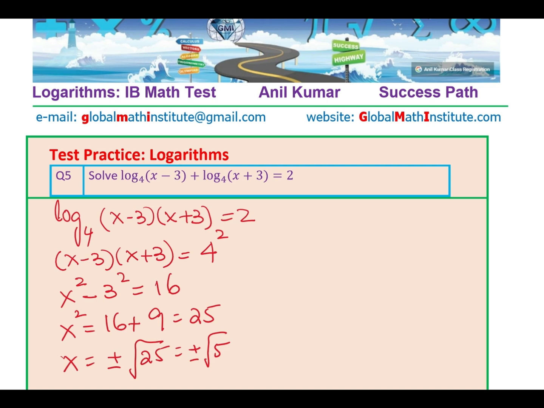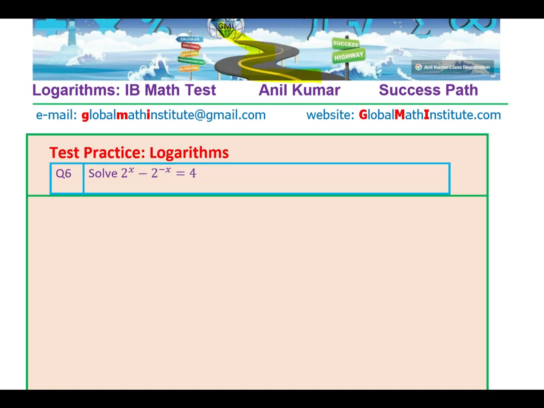Now, what should be the right answer? Good question. From the question, we can see that the domain is x should be greater than 3. So definitely our solution is x equals 5, right? Oh, sorry. It was plus or minus 5. So x equals 5, not minus 5. So once again, if the question is to identify the extraneous root, you should write that minus 5 is an extraneous root. In this case, we just need to solve. So the right answer is being provided.